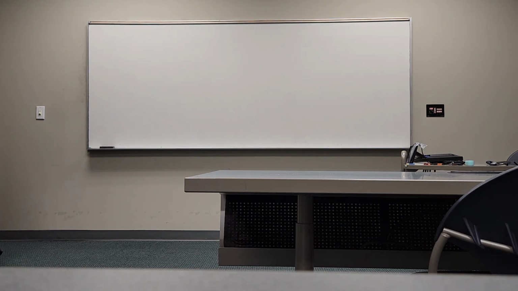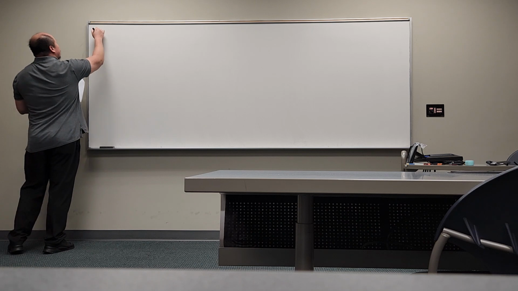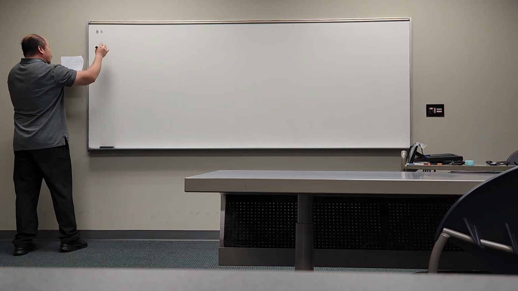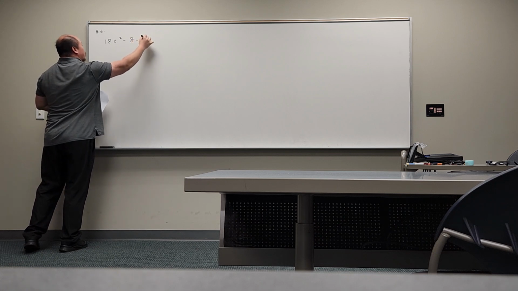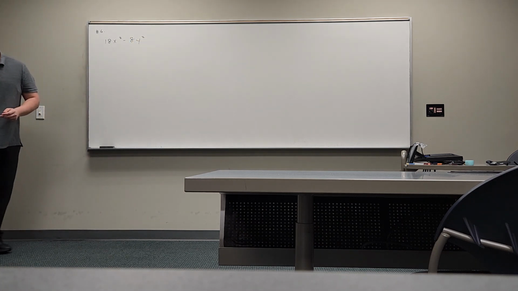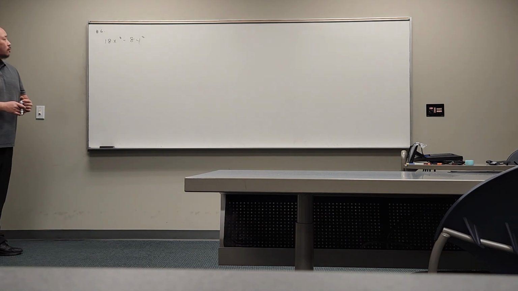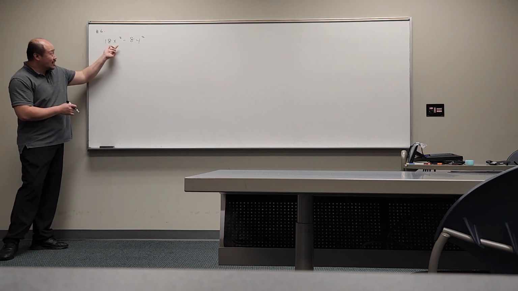So we will start at number 6 all the way here. For number 6, we have 18x squared minus 8y squared. Now remember that we are factoring, so we still want to factor out a 2 first, but we only have 2 terms.